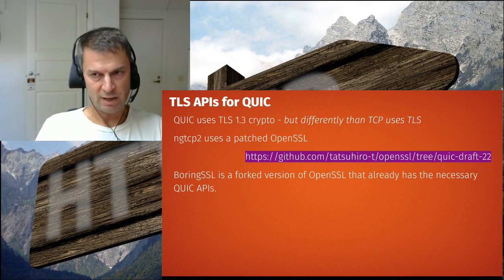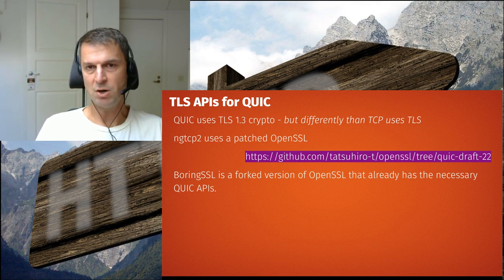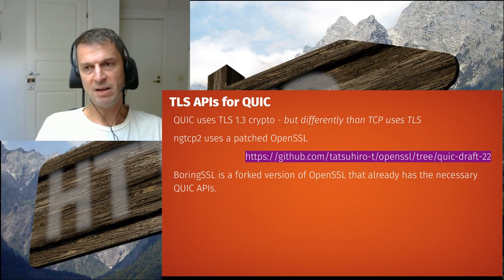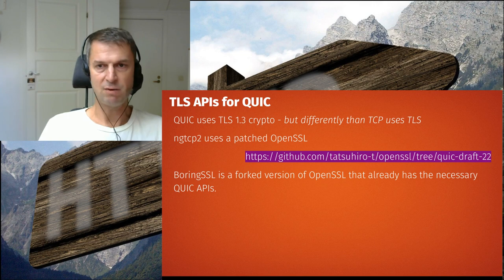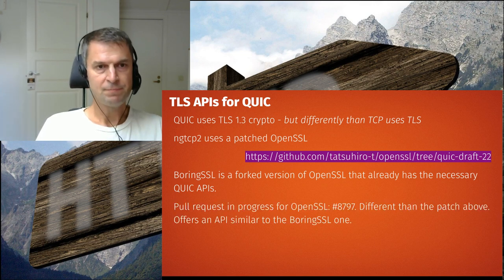So BoringSSL then. I repeat myself a little bit here. BoringSSL is a fork of OpenSSL, as you all know. BoringSSL is done by Google, and they already have an API for all this QUIC magic. So if you clone and use BoringSSL from their Git master, you have this API already. You don't have to patch anything. You can just go with it. But then you have boring instead of open. That might be what you want or not.